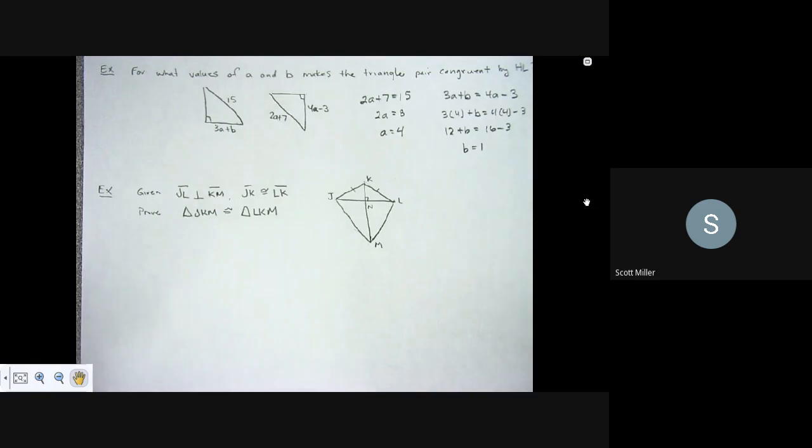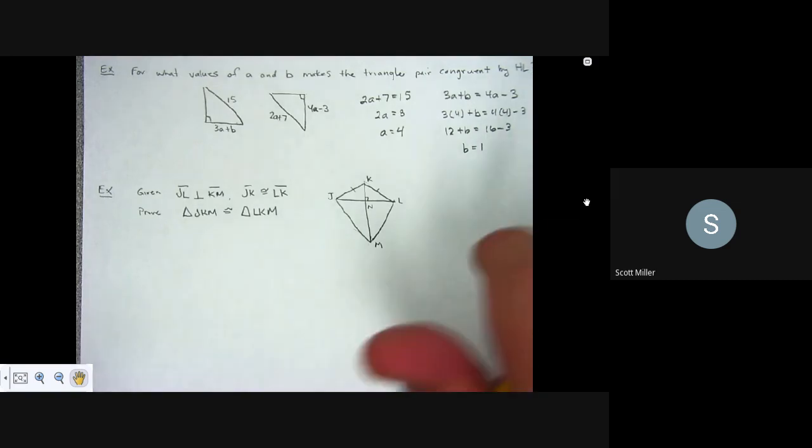Well, I have side, side, side, side, angle, side, angle, angle, side. Okay? Things like that. All right? So how can I go about doing this one?